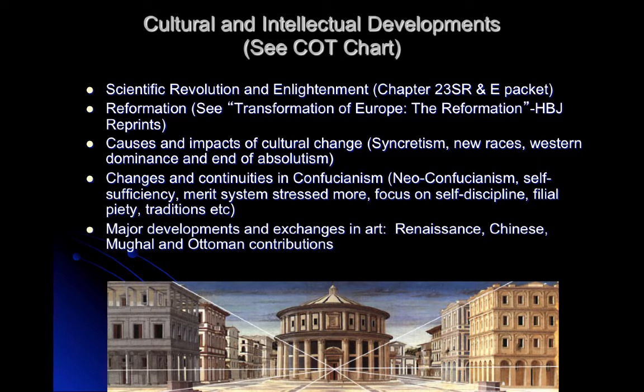Cultural and intellectual developments, okay? So in this particular one, it says CCOT chart, but it really means SPICE, okay? Because we don't do CCOT charts anymore. We do SPICE now. So looking at your cultural developments that are happening here. So the scientific revolution, enlightenment. We did this together. We did a hot seat on this. Chapter 23 has all this. Do we recall the scientists that we learned about? Galileo, Copernicus, Kepler, Newton, the discoveries that they had, not just their names, but like what did they do that was profound.